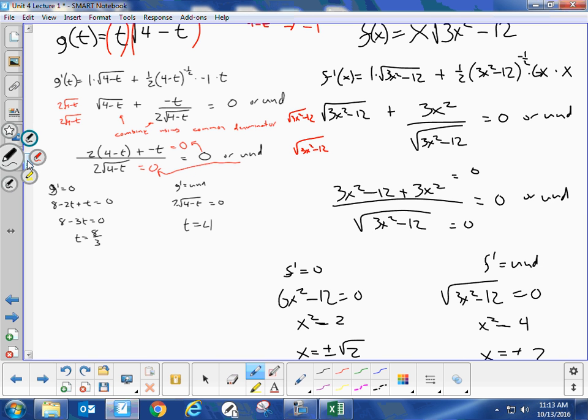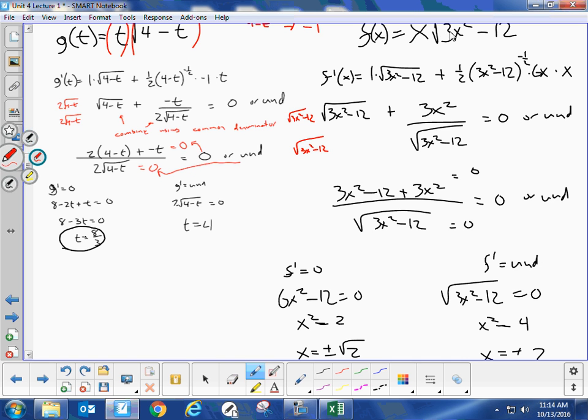If I had a value like 5 here and had the square root of 4 minus 5, it would be the square root of negative 1. That would be outside of our domain. That would be imaginary. Fortunately, 8/3 is less than 4, so that's fine. That works out.